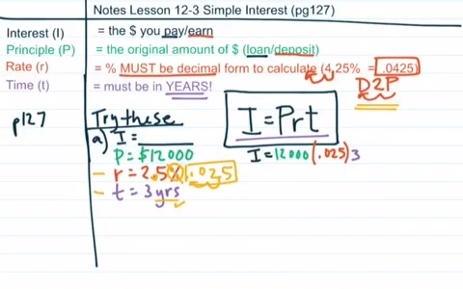So now we're just on the calculating stage, and what I'm going to do first is what I can do mentally. I know that 12 times 3 is 36. And then since it was 12,000, it's actually going to be 36,000. And then I'm going to multiply by 0.025.